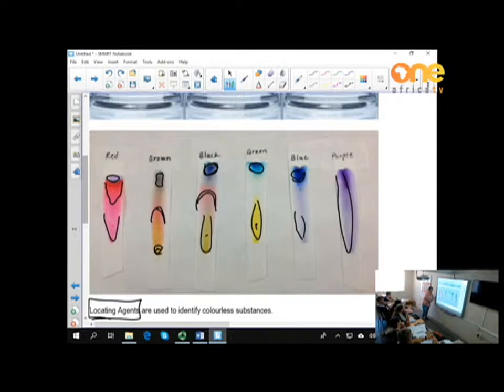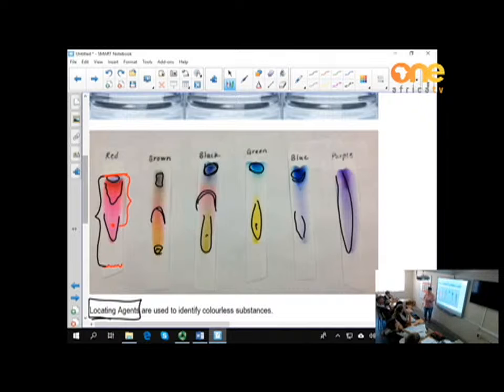So how would I figure out the RF value? All of the spots probably started over here on a line. The pink color has traveled that distance. The solvent should be more or less over there. So how do we work out the RF value for the pink pigment in this red dye? We will measure the distance from where it started over the distance that the solvent moved, and that will give you an RF value.